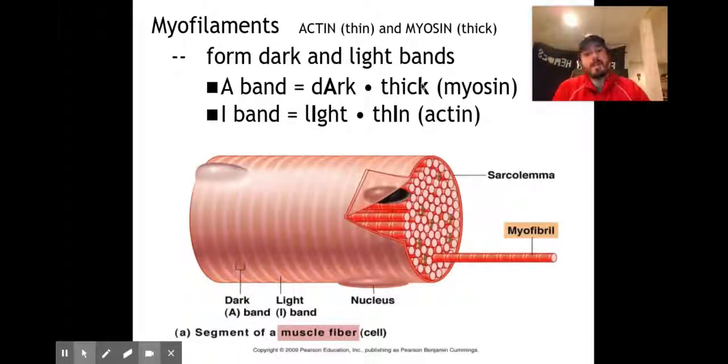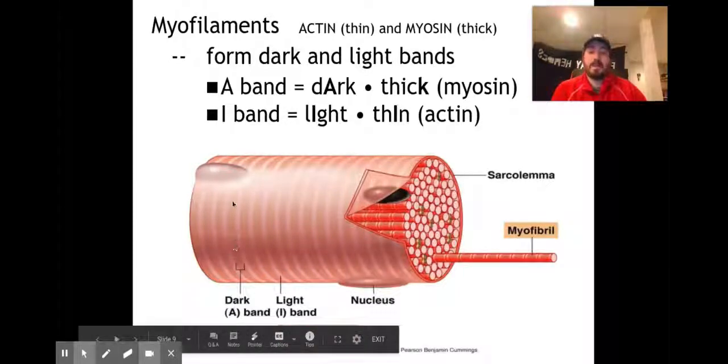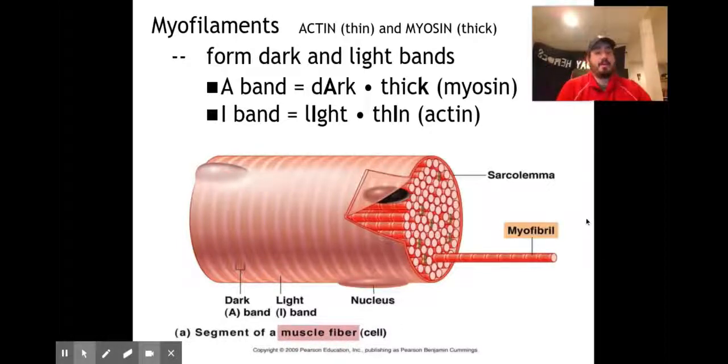So the dark bands are the thick, the myosin, okay? The light bands are the thin. So think I, light, thin, actin, okay? So we can see here, right? The dark bands are those thick myosin. The light bands are the thin actin bands. Okay. And this, again, one segment of a muscle cell. And here's those myofibrils we're talking about. You can see dark, light, dark, light. And that's what actually makes up the cell, the actin and myosin.